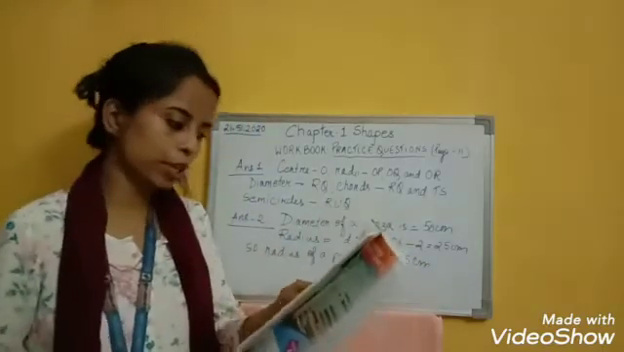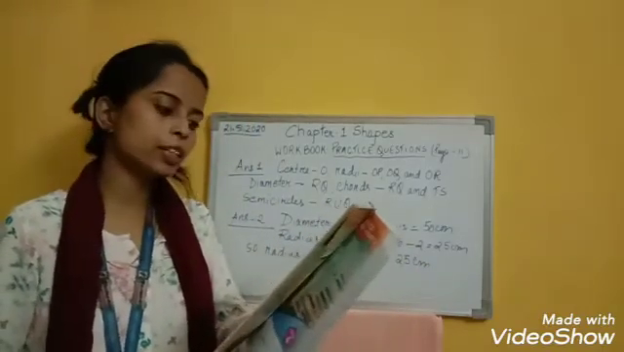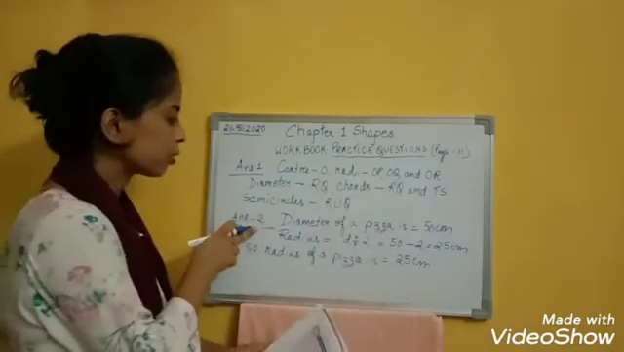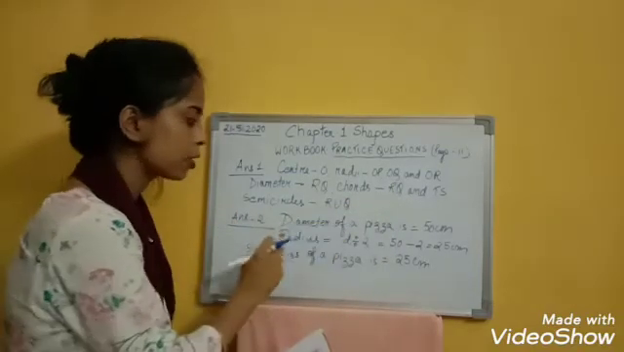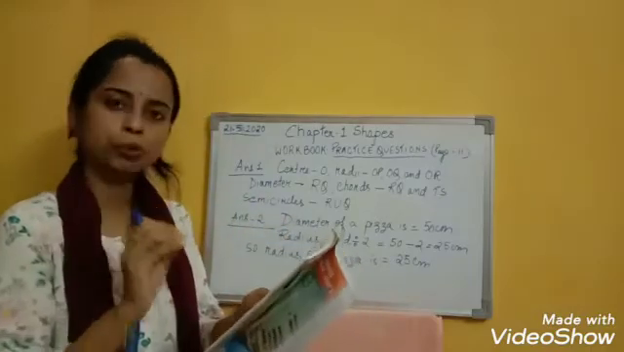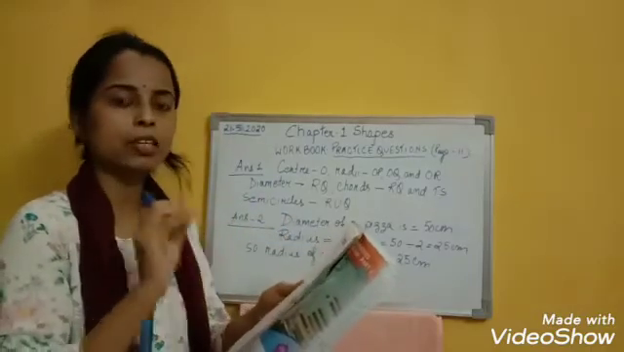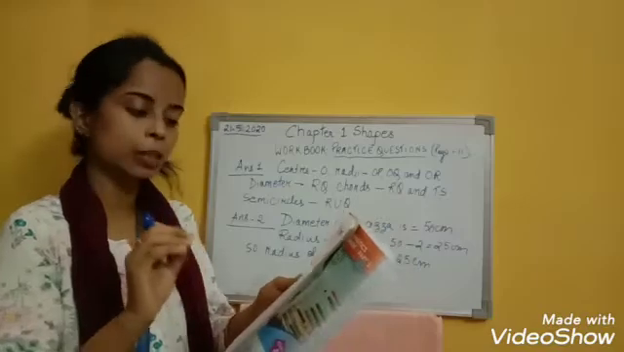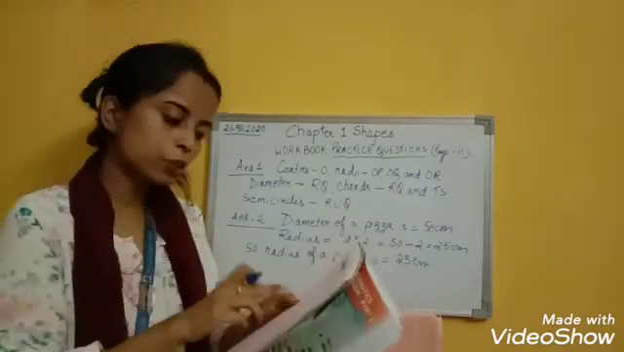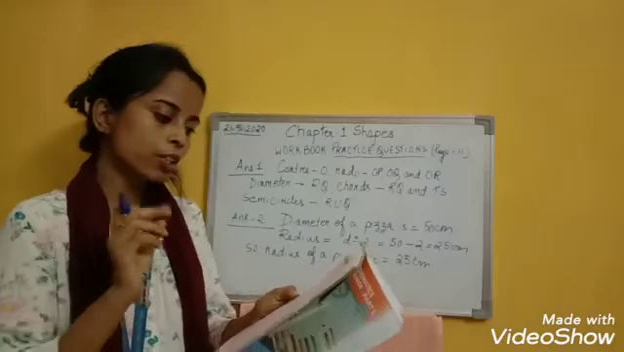Next is question number 3. If the radius of a circle is 6 centimeter, what is its diameter? Now in question number 2, diameter is given. They have asked to find out the radius. Now question number 3, radius is given. Now here you have to find out what? Diameter. So question number 3, treat as homework.